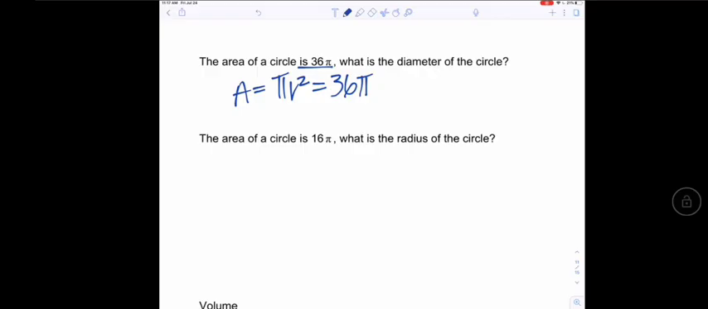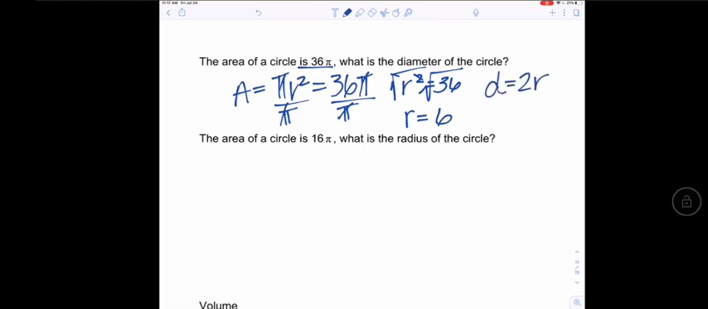All right, well, let me go ahead and just kind of get everything into place. So I'm going to divide by pi. This eliminates here and here. I'm left with r squared equals 36. I'm going to take the square root of r. That cancels out the square. And the square root of 36 is 6. So that gives me the radius. But what is the question asking me for? It's asking me for the diameter. And I know that diameter is 2 times r. So I have to do 2 times 6, and that gives me 12. Okay? All right, let's keep going.